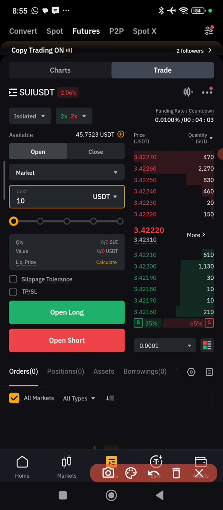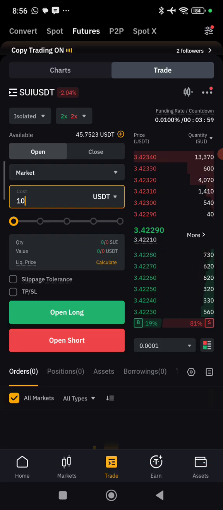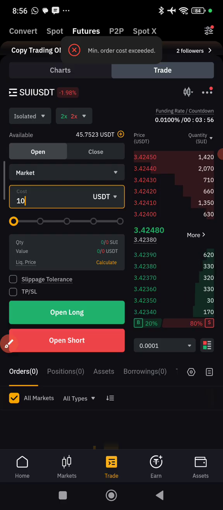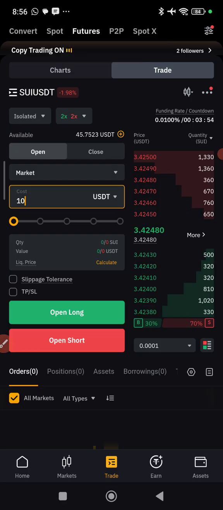Now it's supposed to be showing you the quantity you get here. Let me see why it's not showing it. Minimum order cost exceeded.